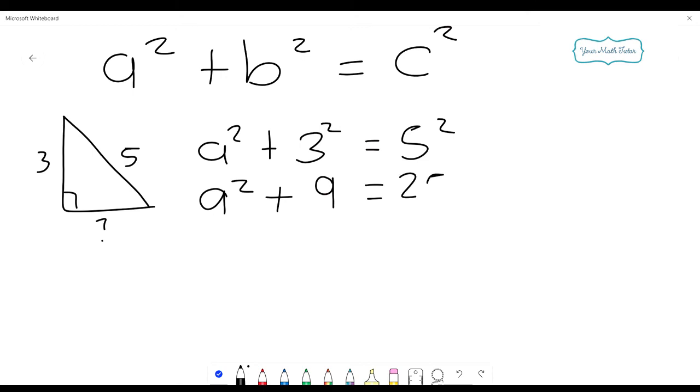So how would we isolate A squared to be the only variable on the left-hand side of the equation? We do that by subtracting 9 from either side of the equal sign. So we'd have minus 9 here and minus 9 here.